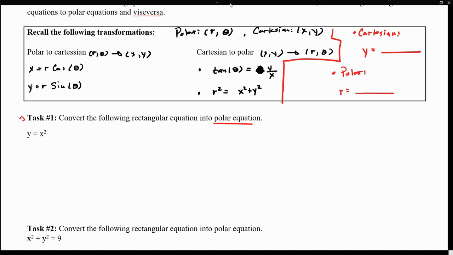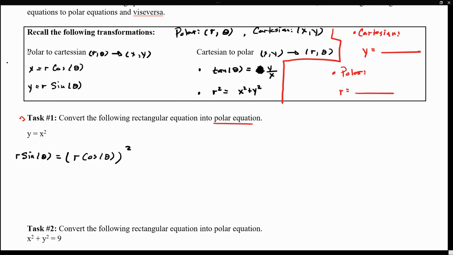Therefore, we want to get rid of the y and the x and just write it in terms of r and theta. But I know that the x value is equivalent to r cosine theta, and I know that the y value is equivalent to r sine theta. So let me just plug that in. Instead of y, I'm going to write r sine of theta, and instead of x, I'm going to write r cosine of theta. Notice that now this equation has the format that we needed because there is no x and there is no y. Everything's in terms of r and theta.